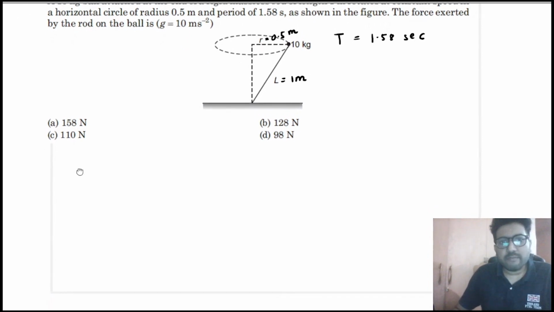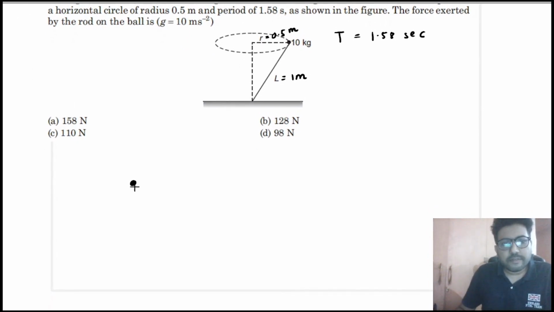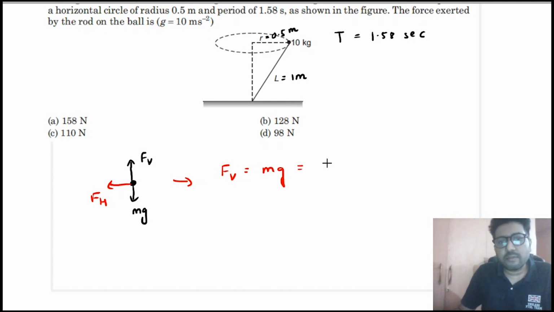So if you draw the FBD of this ball, there is a gravitational force, and this rod will exert a force in the upward direction so as to balance the gravity, and this rod will also exert a force in the horizontal direction so as to provide the centripetal force, because the rod is only providing the centripetal force for the circular motion of the ball. Now because this is a horizontal circular motion, the vertical forces have to balance each other. So you will say that the vertical component has to be equal to mg, and that is equal to 10 multiplied by 10, that is equal to 100 Newton.